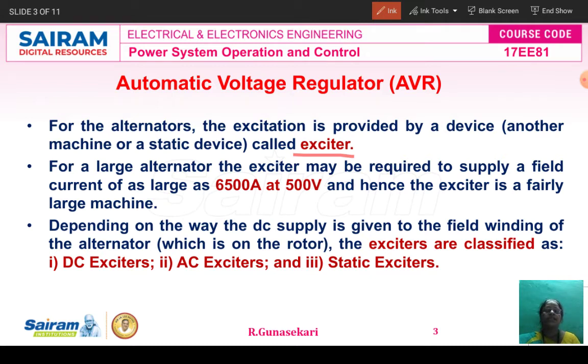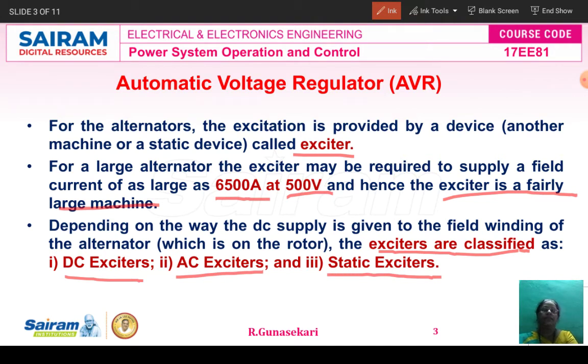For a large alternator, the exciter may be required to supply a field current of 6500 amps at 500 volts. So the exciter is a fairly large machine in the automatic voltage regulator. Depending upon the way the DC power supply is given to the field winding of the alternator, that is the rotor of the alternator, the exciters are classified. First one is DC exciters, second is AC exciters, third is static exciters.